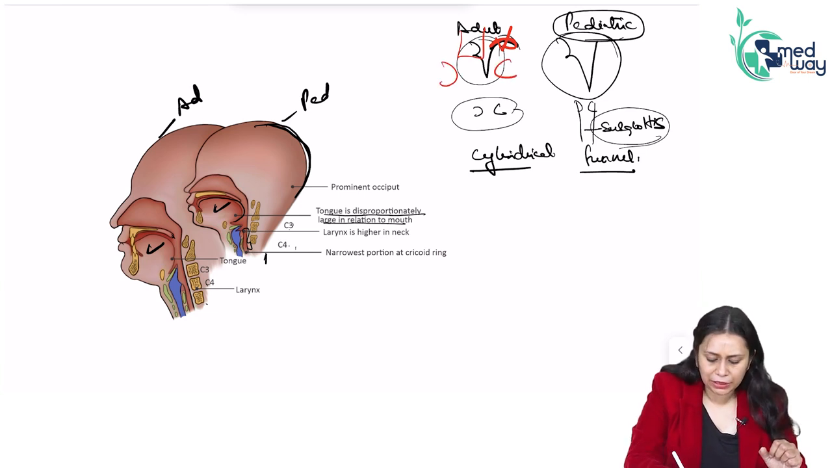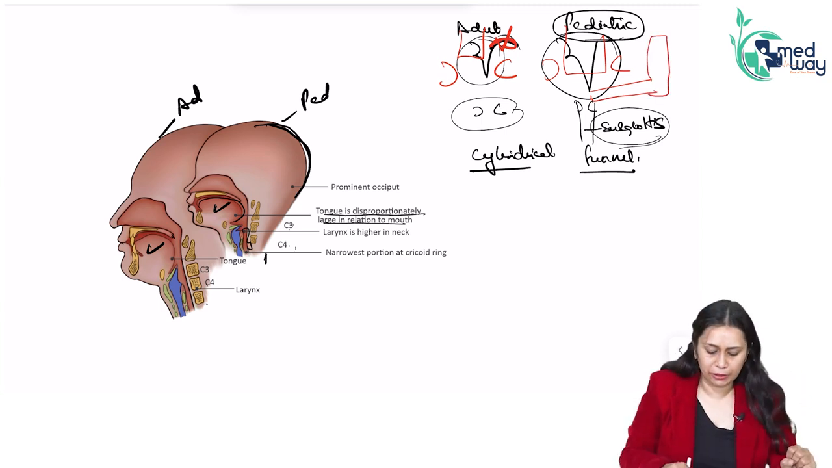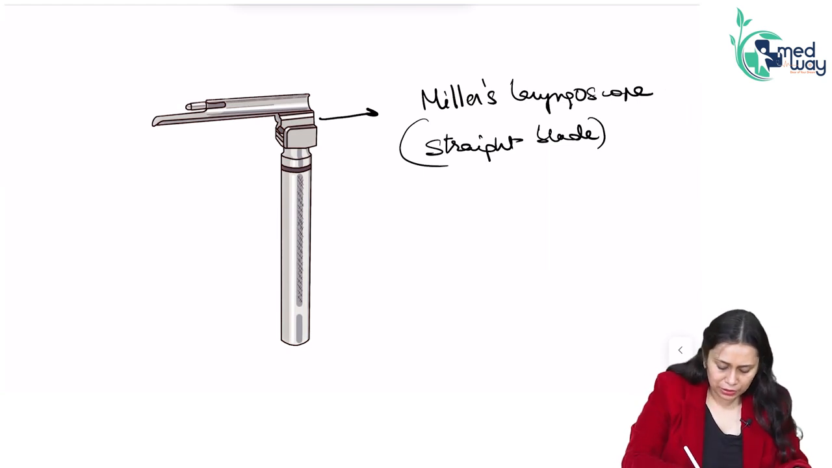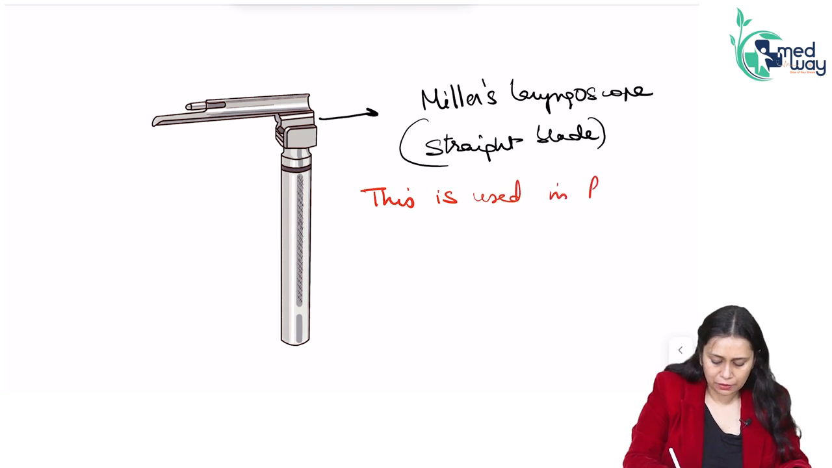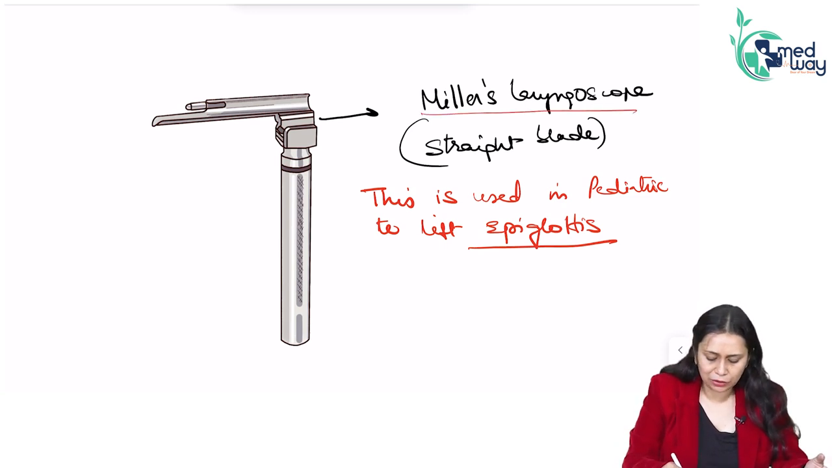But in pediatric, lifting up the epiglottis will not unveil the glottic opening. So we take the laryngoscope to the tip of the epiglottis and we lift it. So the whole epiglottis is lifted up with this straight blade laryngoscope. So this is used in pediatric to lift the epiglottis, okay, right? Today even the curved blade is used in pediatric. It depends upon what you are used to. But Miller's laryngoscope was specially designed for pediatric patients to lift up their epiglottis.